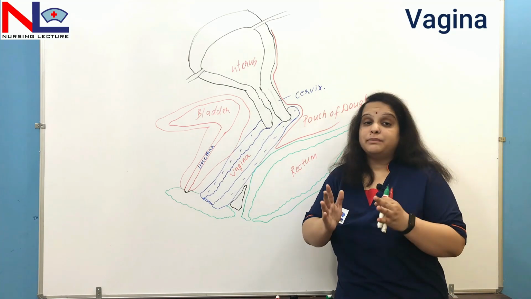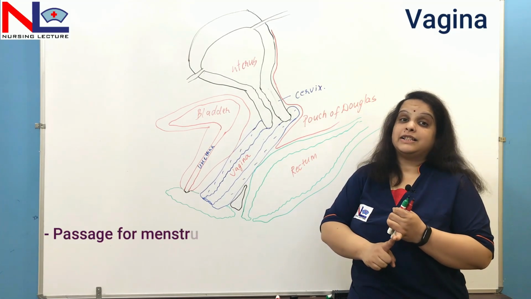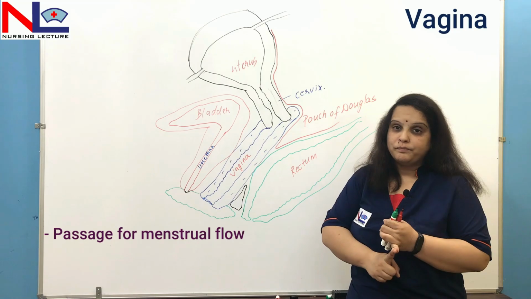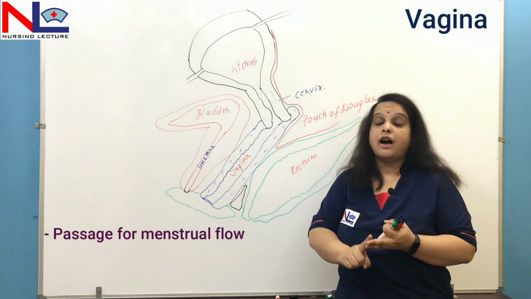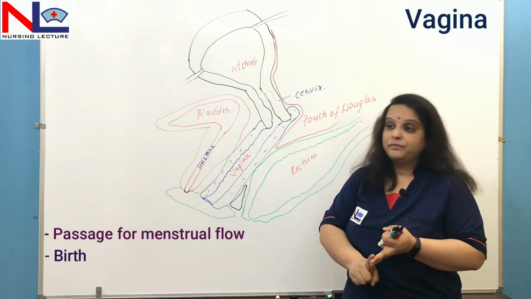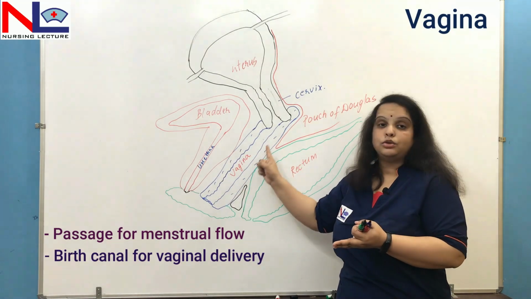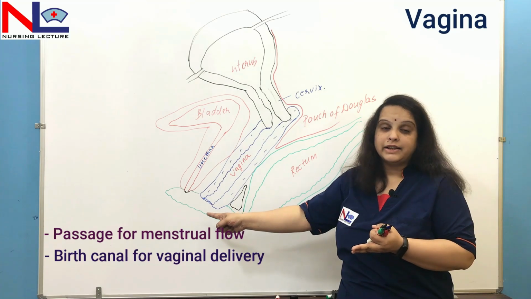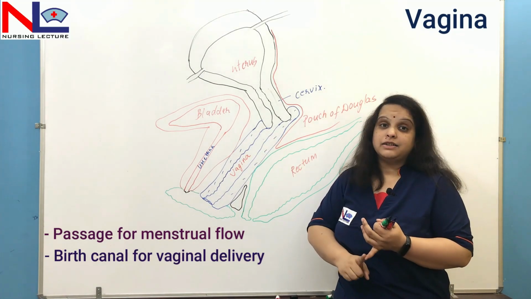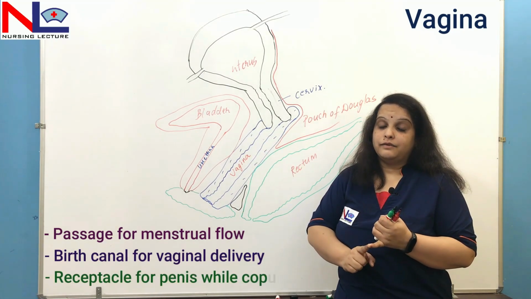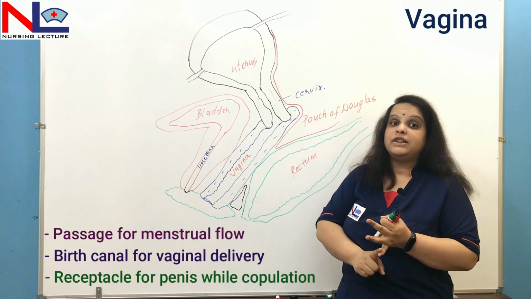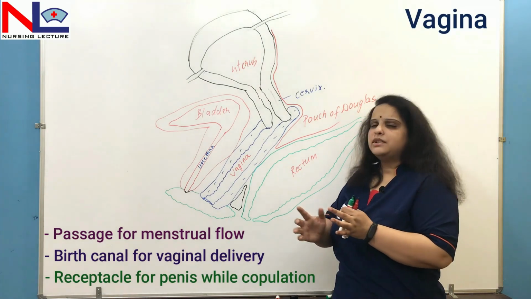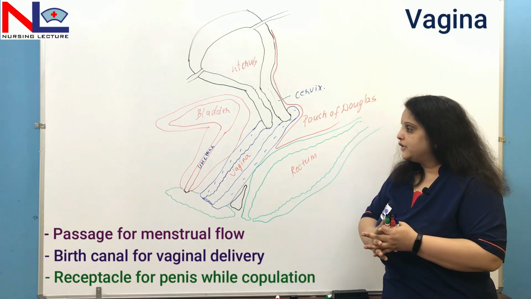So this vagina is mainly concerned with the excretion of the menstrual flow outside, and it allows the birth of the baby. So this is the birth canal through which the fetus passes at the time of labor, and it is the organ responsible as the receptacle for the penis during sexual intercourse. So these are the main three functions of the vagina.